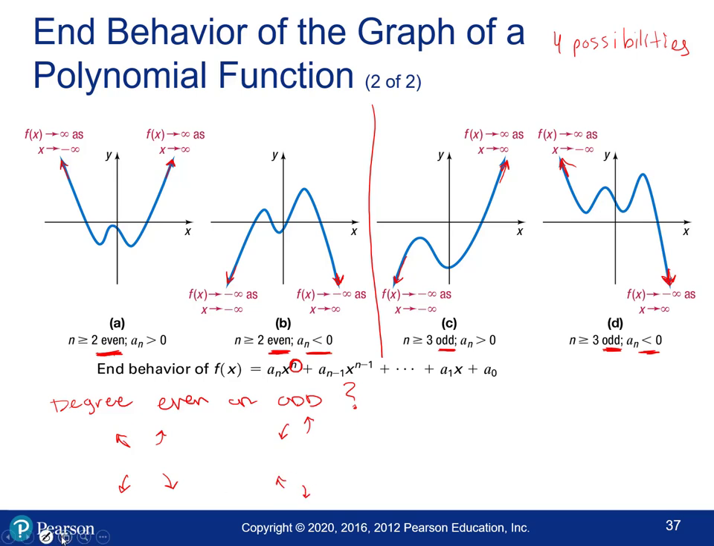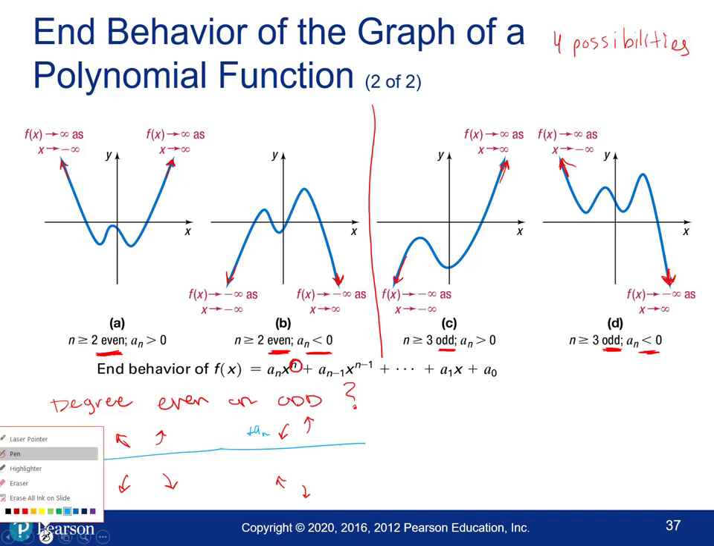And then the difference is the leading coefficient. So if the number in the front, the leading coefficient, is positive, this is going to go up left, up right for even, and down left, up right for odd. If your leading coefficient is negative, then your graph flips. So it's going to go down left, down right for even, and up left, down right for odd.